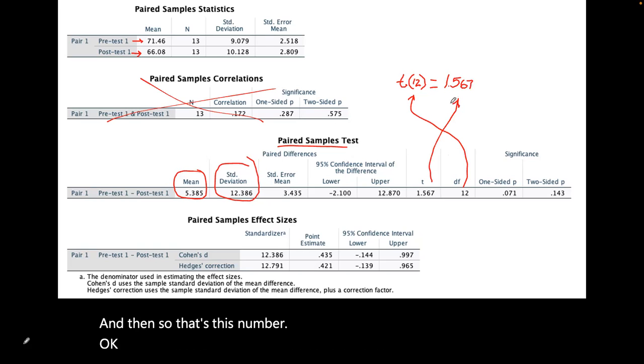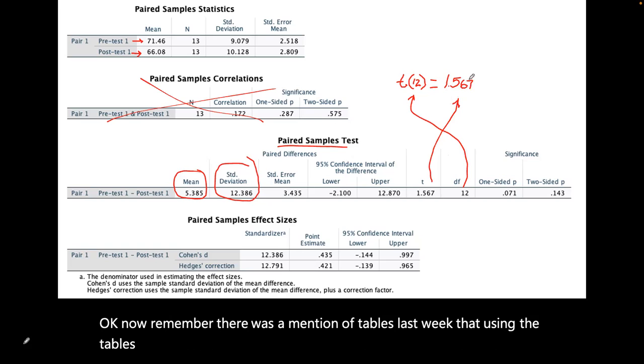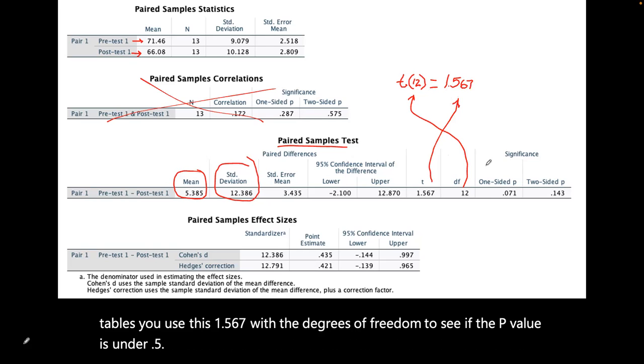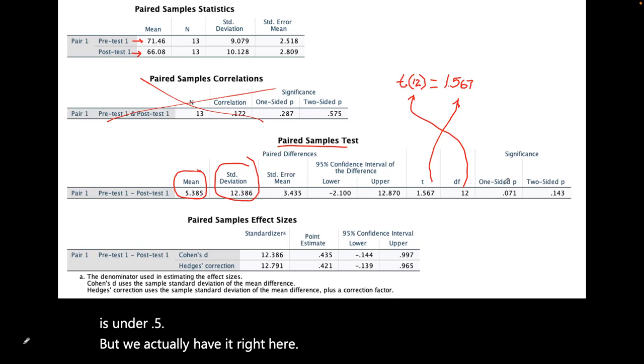Now remember, there was a mention of tables last week, that using the tables, you use this 1.567 with the degrees of freedom to see if the p-value is under 0.05. But we actually have it right here. Now, we have the significance levels right here.